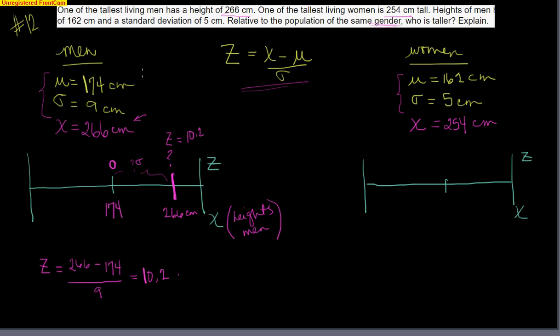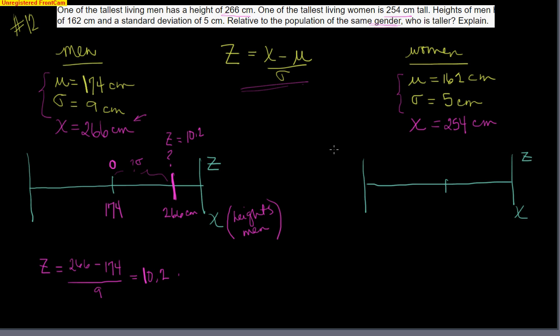I mean, that is virtually 0.0000% likely to happen. This is a true outlier, which would make sense if they're one of the tallest in the world. So we're way out there. Okay, well, let's see what's going on with the women.